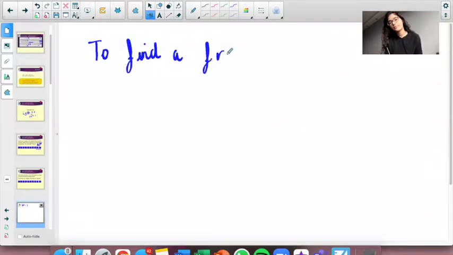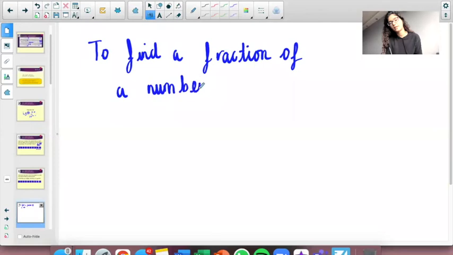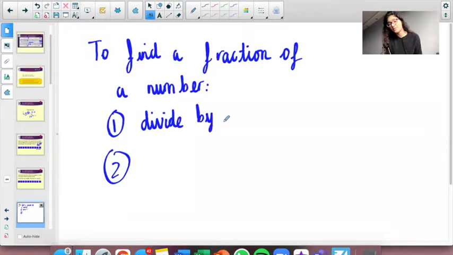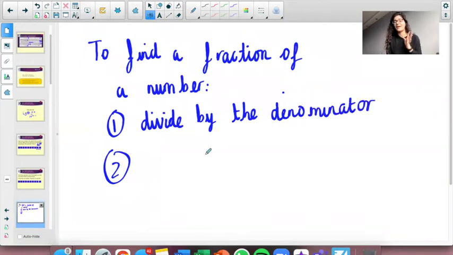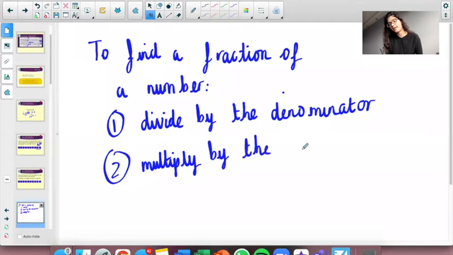So to find a fraction of a number, the 2 steps are to divide by the denominator, which is what we have been doing. Divide by denominator. Now, one step that we have been doing that I haven't yet brought to your attention is that we then multiply by the numerator, which is the number at the top. Multiply by the numerator.